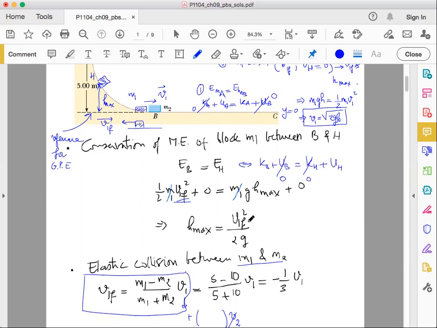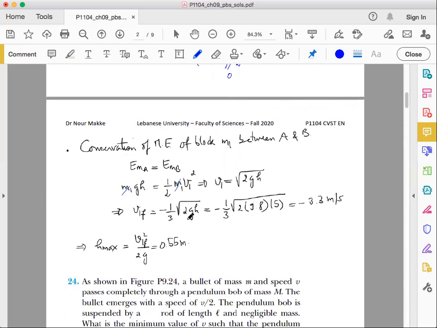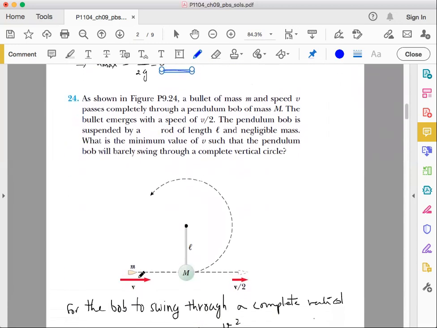All we need to do is make a numerical application. By making the numerical application, we end up with the value 0.555 meters. So that's it for this problem. Let's move on to the next problem.